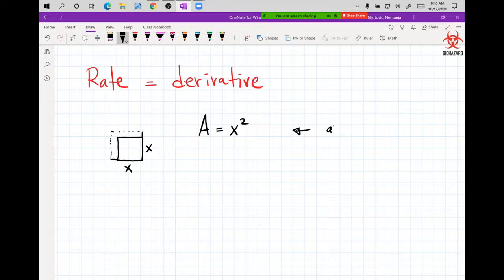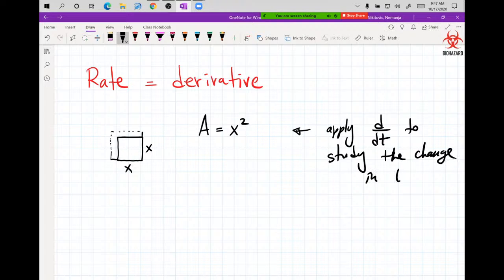So apply d dt to study the change in time. When you heat an object, it takes time for it to expand. It doesn't instantly expand. And everything that we do in this particular section, 3.11, will be done and changed and observed through time. So all of our derivatives are in respect to time, yet our variables will be lengths and you'll see what else, right, as we go along.